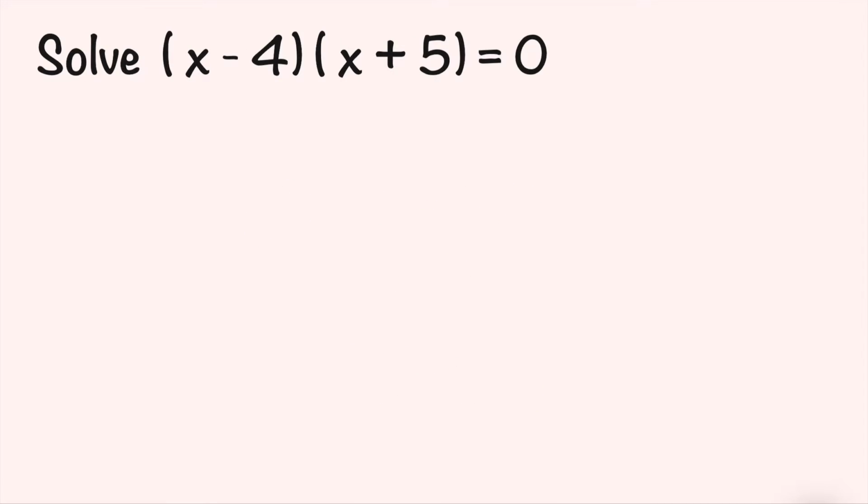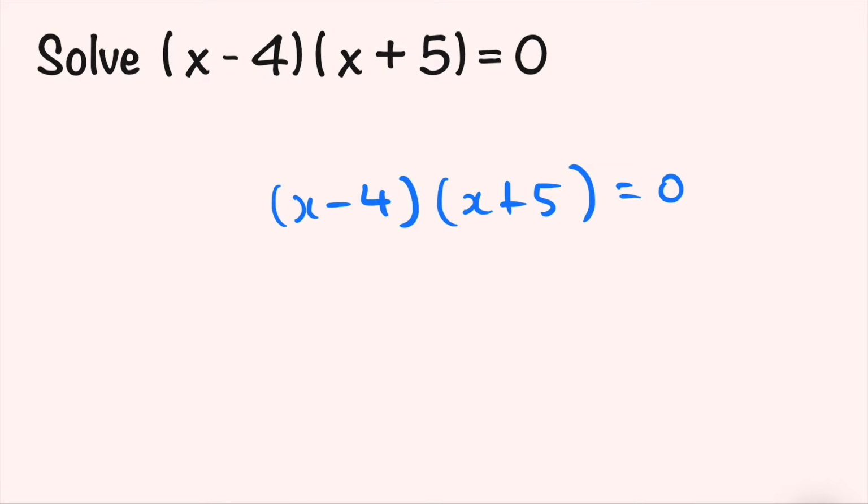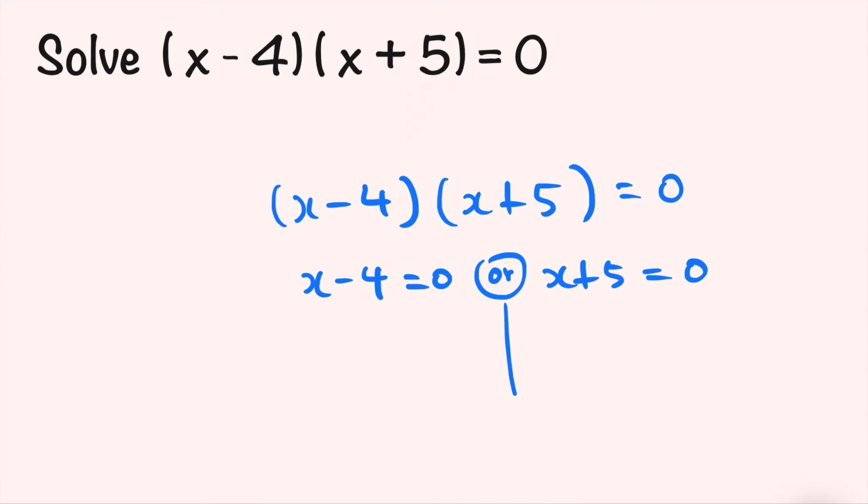This time we have two expressions that are being multiplied. X minus 4 times x plus 5, and that is equal to 0. In order for the product of something to be equal to 0, it must be that either x minus 4 is equal to 0 or x plus 5 must be equal to 0. First, x minus 4 is equal to 0. We can add 4 to both sides of the equation. Minus 4 and plus 4 is equal to 0. So we have x is equal to 4.